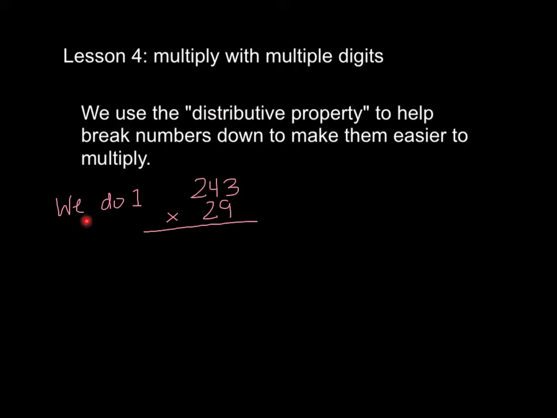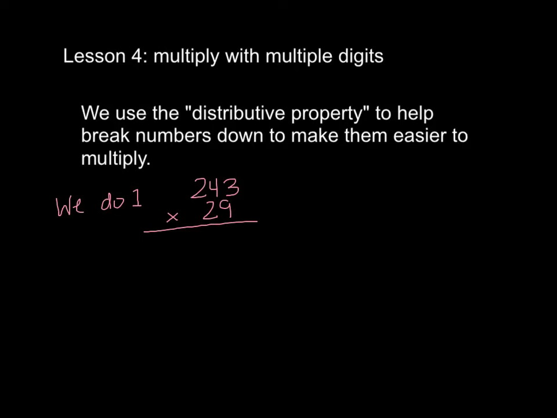Here's the thing, and this is a we do, so we do number 1. Go ahead and copy this down into your notes right now. As you know, multiply is counting by a certain number over and over again, as many times as it tells you, or adding the number together a bunch of times. So this is 243 added to itself 29 times, or I could count by 29 243 times.